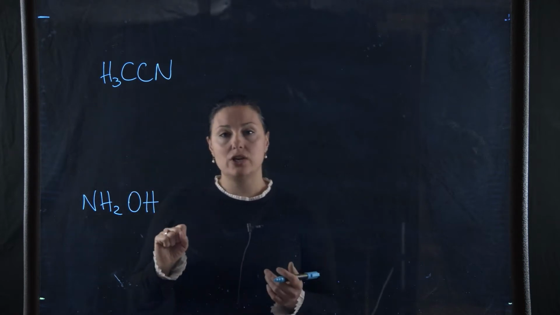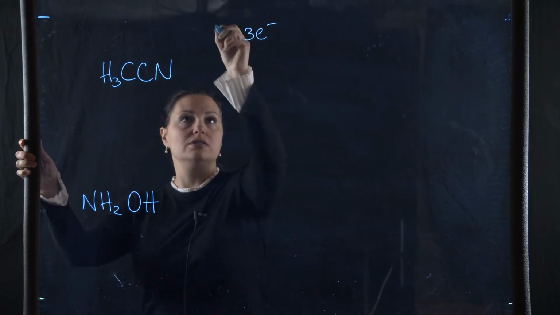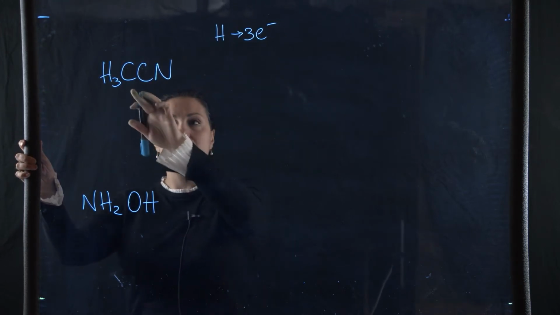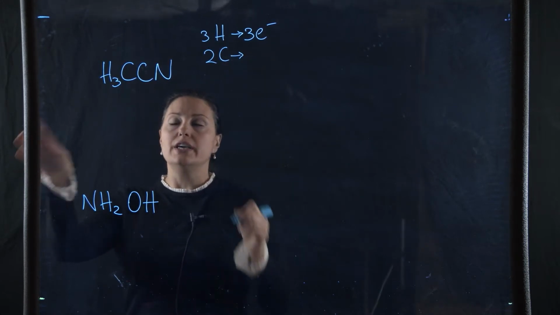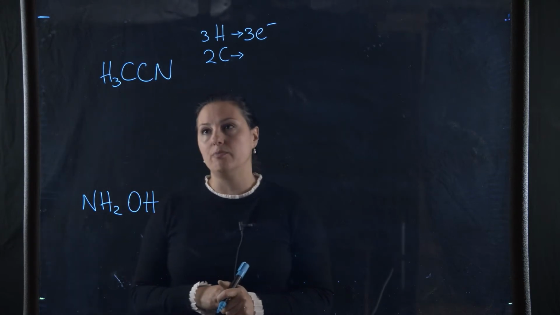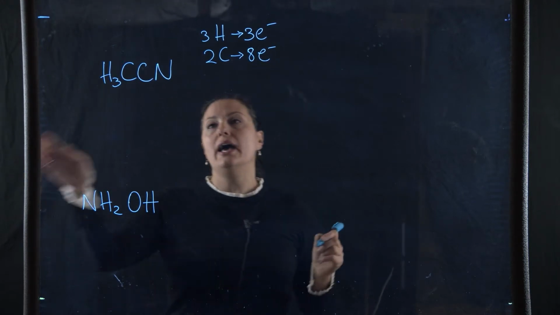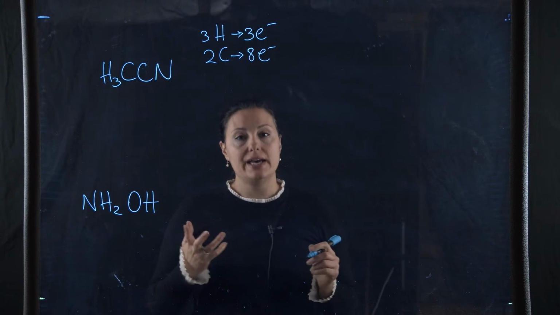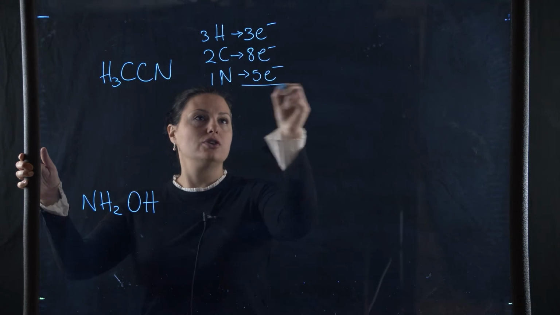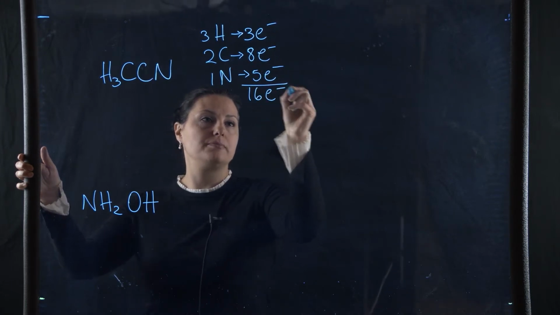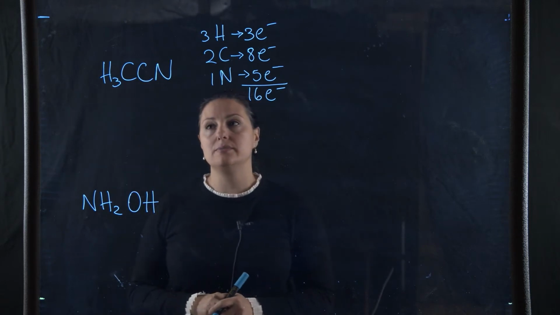Hydrogen will only have one electron, and there's 3 of them, so I have 3 electrons from the hydrogens. And then the carbons, I have 2 carbons. Each carbon has 4 electrons, which gives me a total of 8. And then one nitrogen has 5 electrons, for a total of 16 electrons. Now I have to distribute these valence electrons equally around all of these.